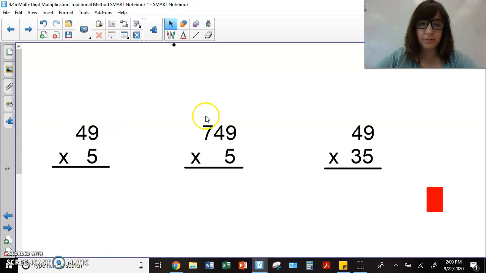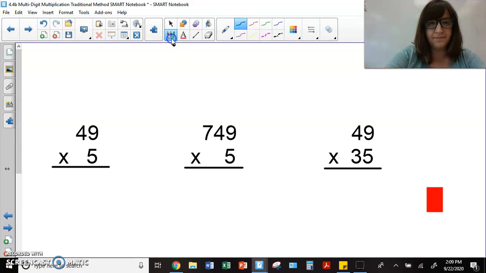When you are multiplying the traditional way, you want to make sure that you've lined up your numbers very neatly, okay? So you want your ones place underneath your ones place. You want your larger number on top. This will make the setup the easiest for you to be able to read the number and solve it neatly. Let's jump in. So we have 49 times 5 right here.